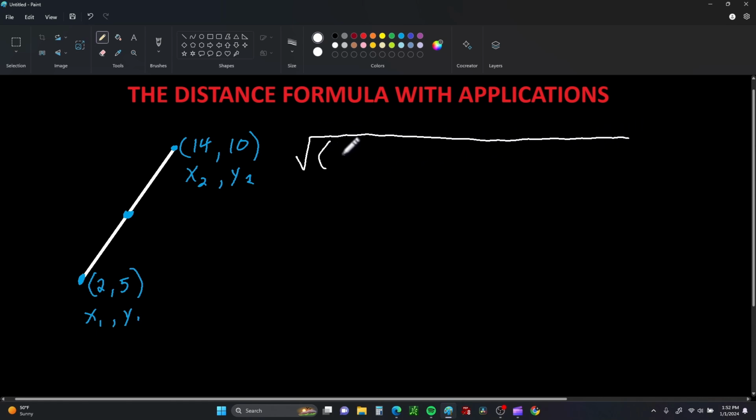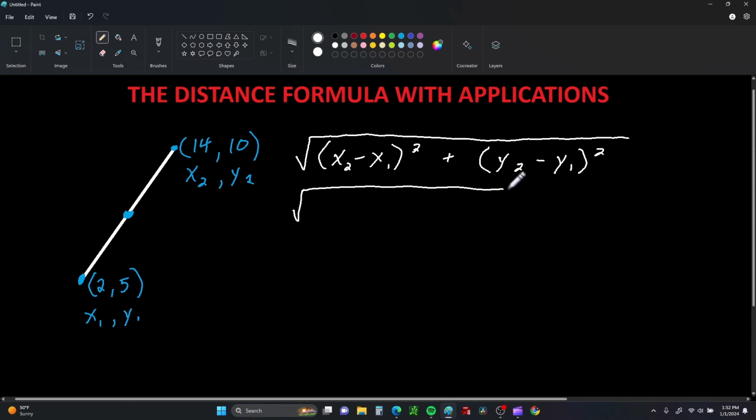And what I want to do is find x2 minus x1. I'm going to square that, and I'm going to add to that y2 minus y1, and I square that. Substituting the values in, since I've labeled them over here, I'm going to start with x2, so that's 14, minus x1 is 2. And then I plug in my y2 first, 10, minus y1, which is 5, and I square that also.